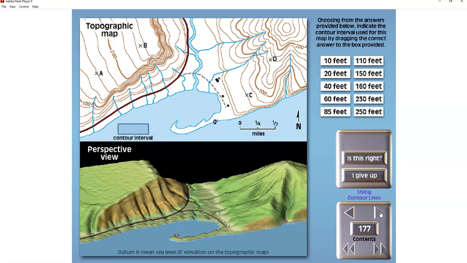Choosing from the answers provided below, indicate the contour interval used for this map by dragging the correct answer to the box provided. Okay, so let's see. If you can see way over here on the left, this bold index contour line is 100 feet. Then you have 1, 2, 3, 4, and then 200 feet. So you could try tens.